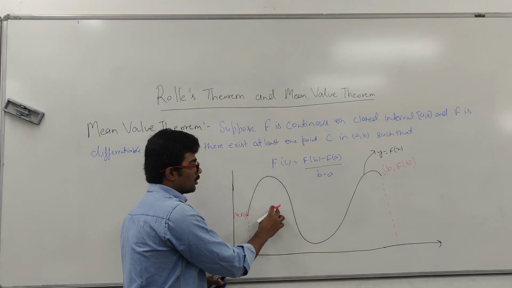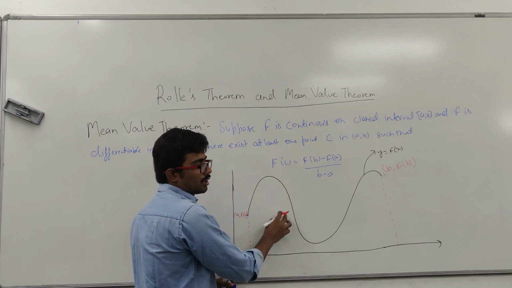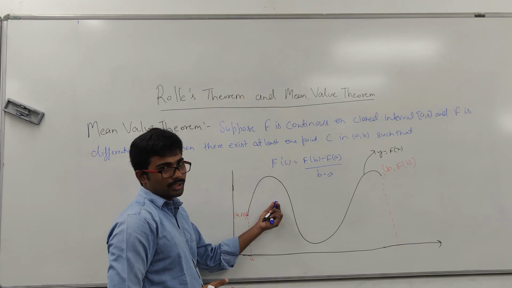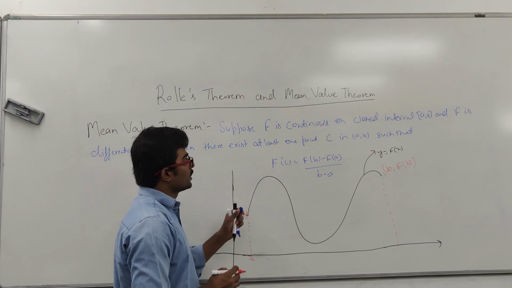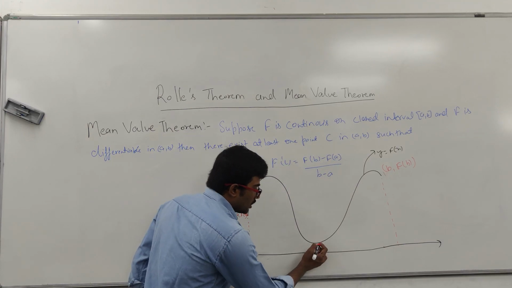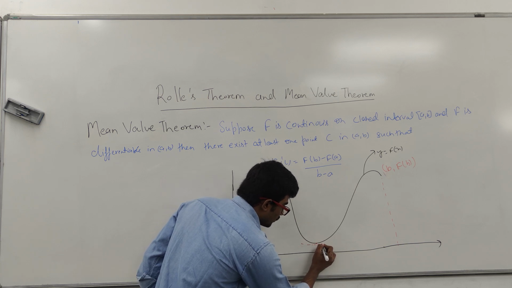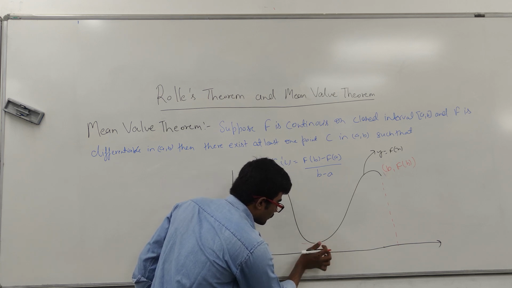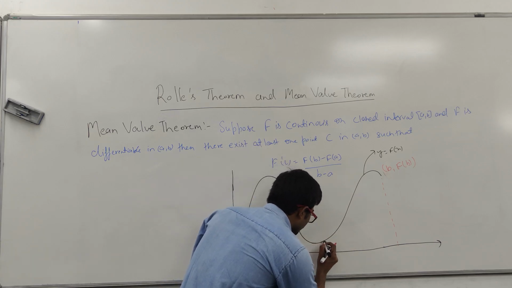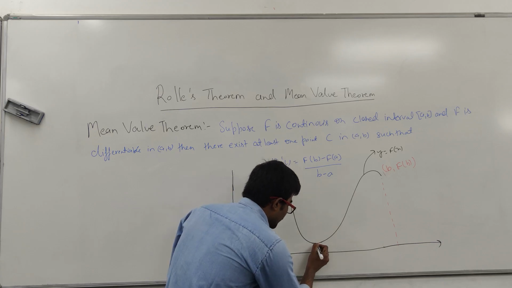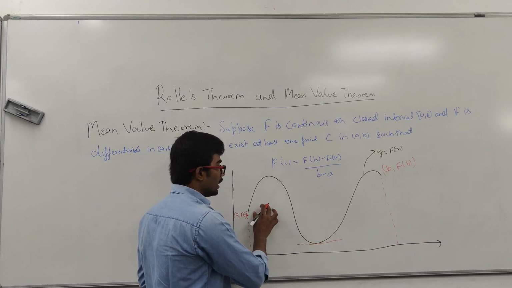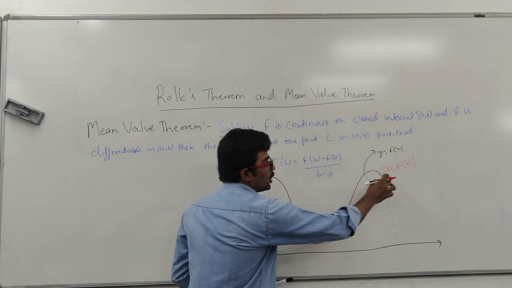Now the curve y equals f of x is continuous and differentiable because it is smooth and there is no sharp edge. So it says that we will get at least one point C in the open interval. So here we are getting a point C where the tangent line is parallel to the line joining a comma f of a and b comma f of b.